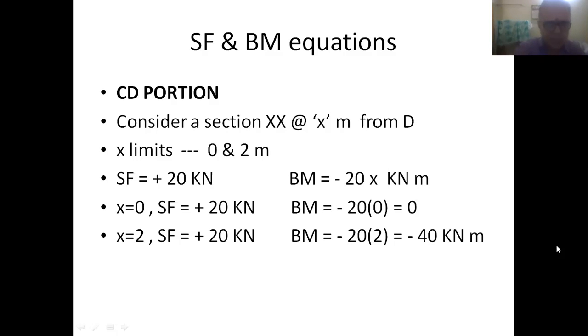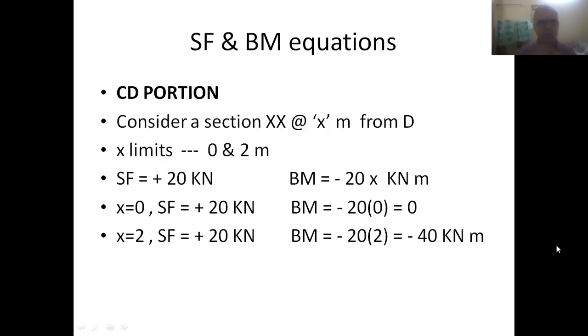So here, friends, this equation is independent of the x parameter. Therefore, at this point, SF will be equivalent to 20, and at this point also, it will be equivalent to 20. Whereas coming to the bending moment, at this point, it will be equivalent to 0, 20 into 0, you will be getting 0. And at this point, the moment will be equivalent to 20 into 2, that is 40. Of course, a negative sign will be there. So at both the points, SF is plus 20 kilonewtons. But so far as bending moment is concerned, at the first point it will be 0, and at the second point it will be minus 40 kilonewton meter.